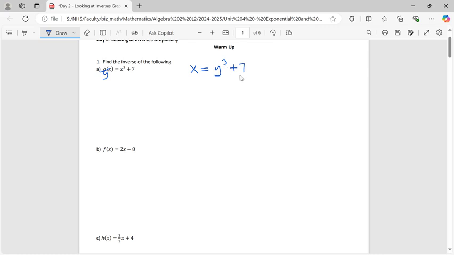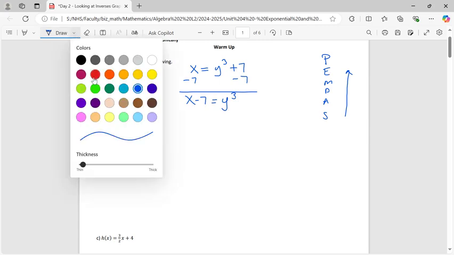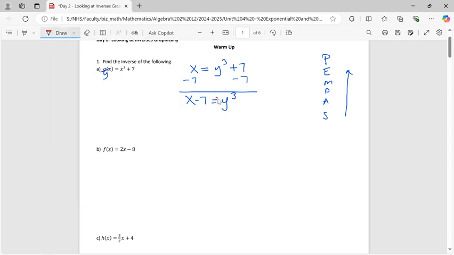I need to get rid of the 7 and the exponent, and remember, with PEMDAS, when you're solving, you're going to go backwards. So first we're looking for any add or subtract. We have them. They are not in parentheses, so we're good to go. We're going to subtract that 7 from both sides. We have x minus 7 equals y cubed. Now we have to get rid of the exponent. The way we undo that is we take the cube root.